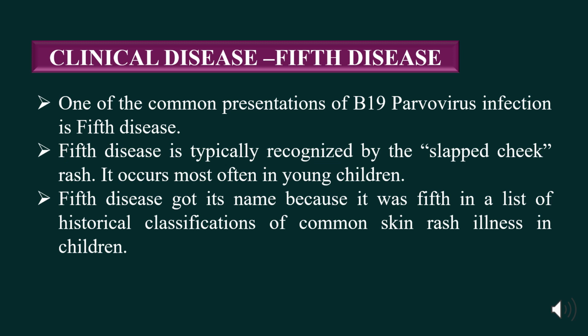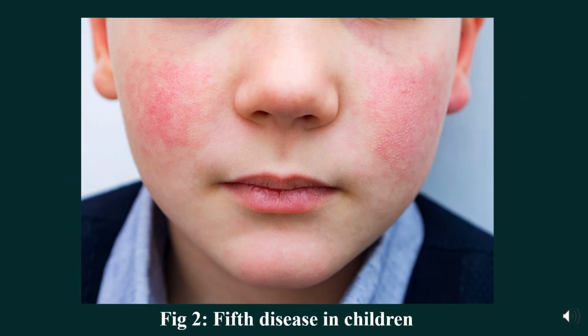One of the most common presentations of B19 parvovirus infection is fifth disease. Fifth disease is typically recognized by the slapped cheek rash. It occurs most often in young children. Fifth disease got its name because it was fifth in the list of historical classifications of common skin rash illnesses in children. This picture shows the slapped cheek appearance in a school-aged child caused by B19 parvovirus.